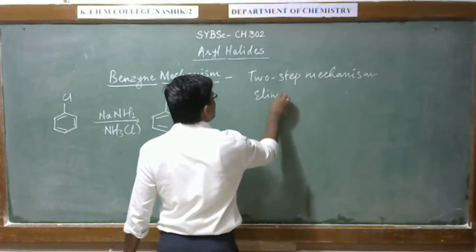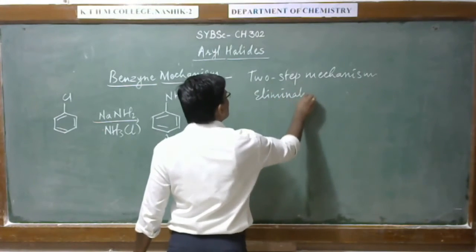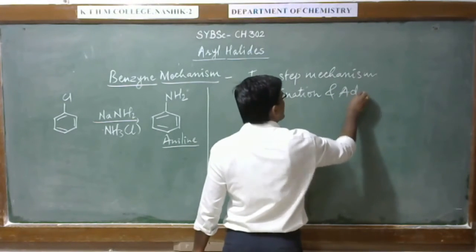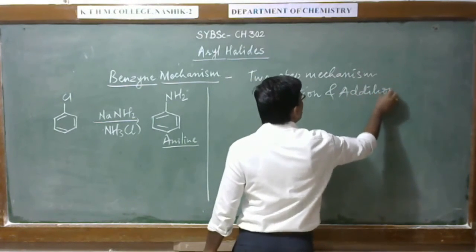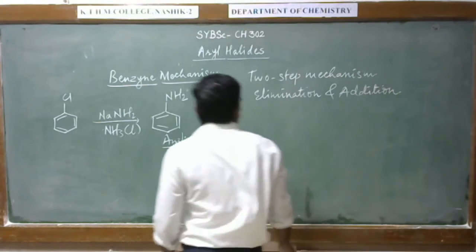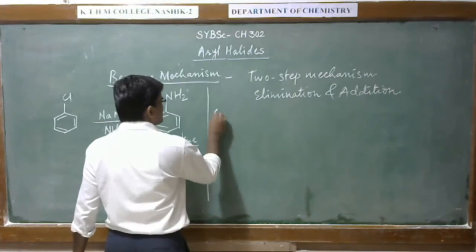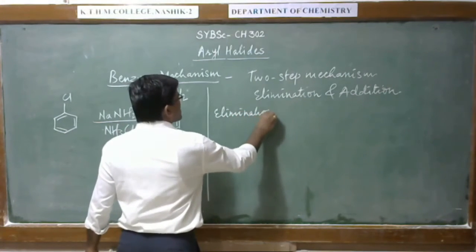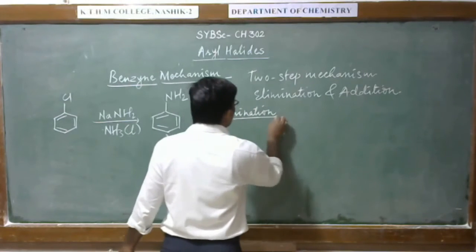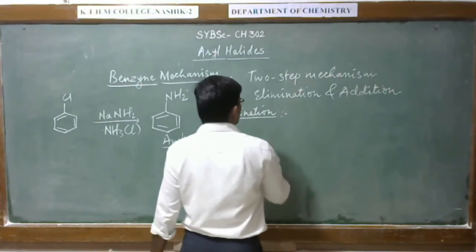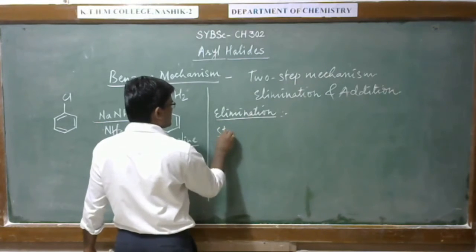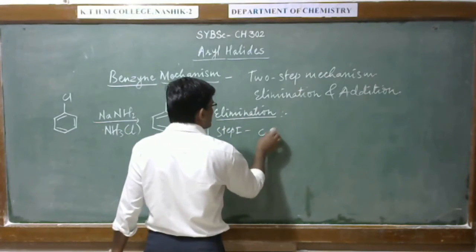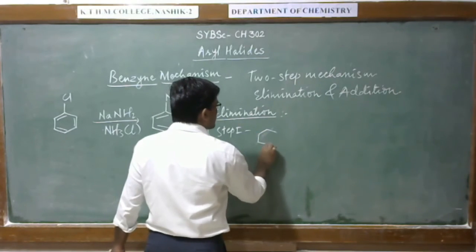Elimination and addition. All right. So elimination is also a two-step process. In step one, we have chlorobenzene.